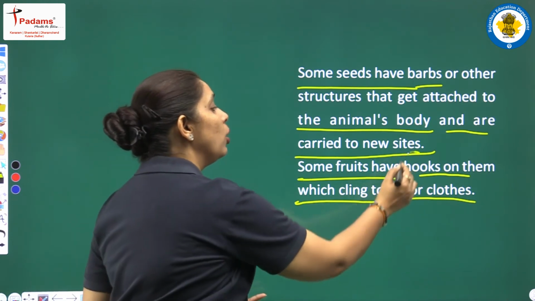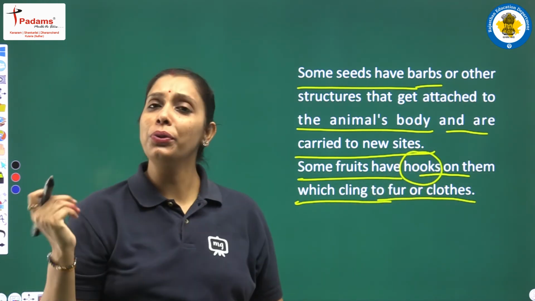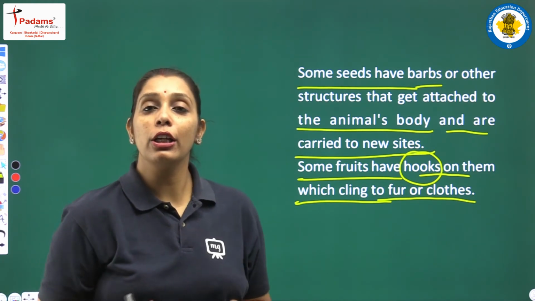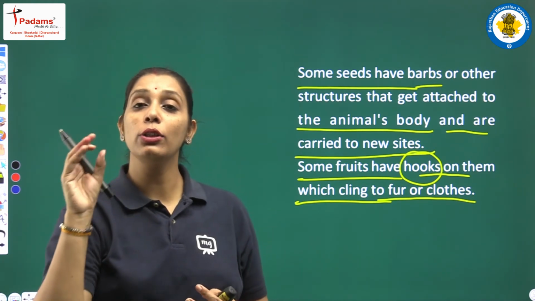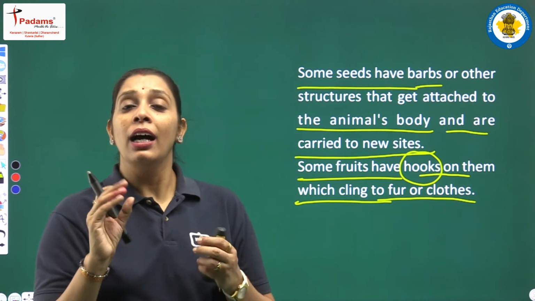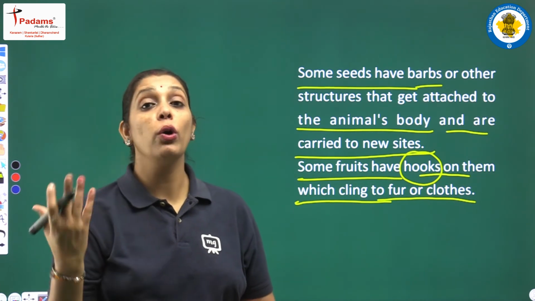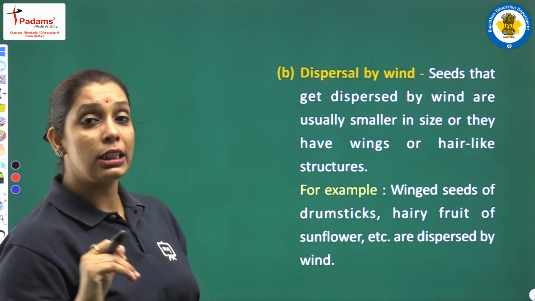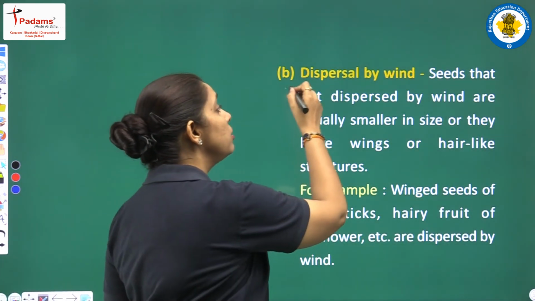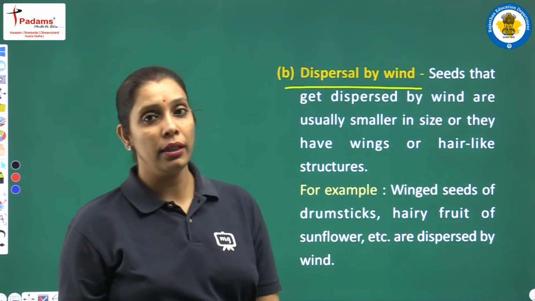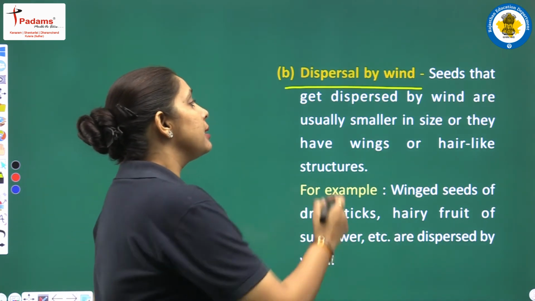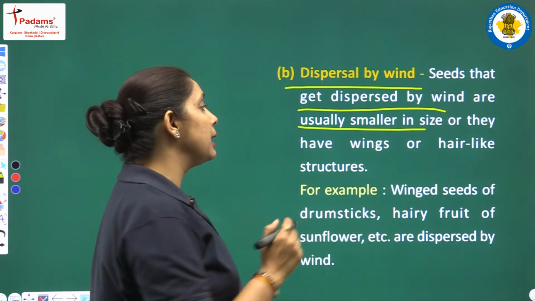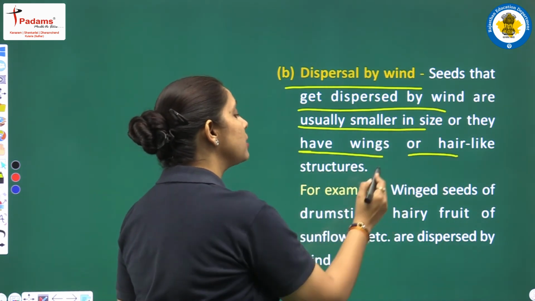They are having hooks. And I had given you the example of goat or the cattle. भेड़ बकरियां जब चरने के लिए जाती हैं तो उनकी बालों पे बहुत सारे अलग अलग तरह के कांटे लगे हुए होते हैं. वो हैं क्या? Those are seeds basically. Discuss the next medium, and next agent क्या है? The dispersal by wind. Okay, seeds that get dispersed by wind are usually smaller in size and they have wings or hair-like structures.